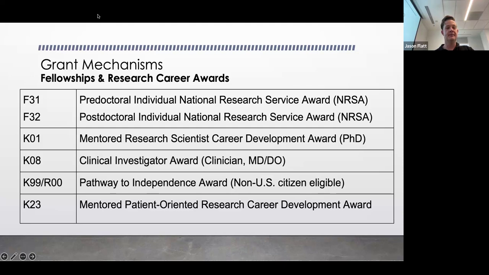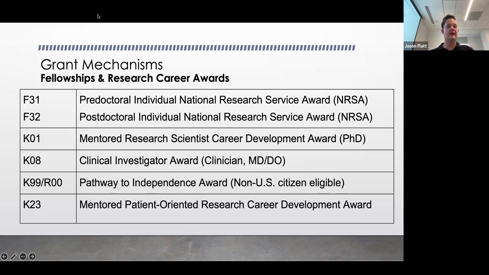The different awards also limit how much you can put towards your salary. A K01 is supposed to support 75% effort, but the max a K01 will pay is 75K towards your salary. I believe the K23 pays 100K towards salary, and probably something similar for the K08. I just don't know as much about that, but I know that clinicians get paid a little more than research faculty, so they have higher salary rates that they'll cover.